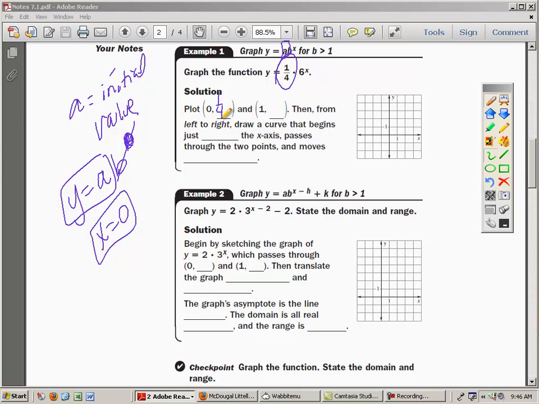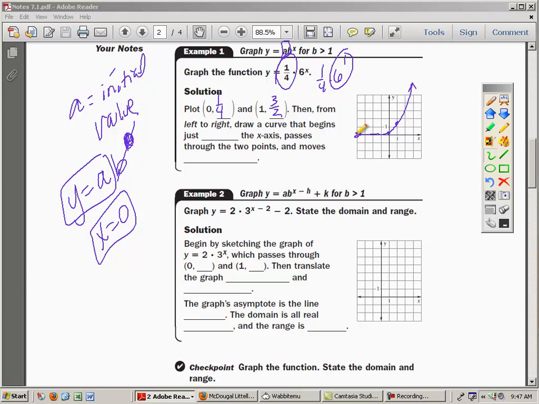Also, when I put 1 into this function, this becomes 1/4 times 6 to the first power. Well, 6 to the first is 6, and then 6 divided by 4 ends up being 3 over 2, or 1.5. So we're going to plot those points. The point (0, 1/4) is right in there somewhere, and the point (1, 3/2), which is 1.5, is right in there.